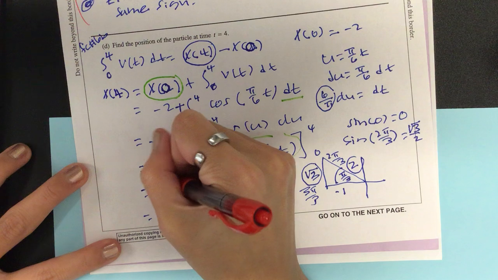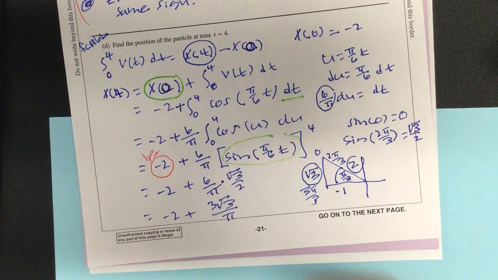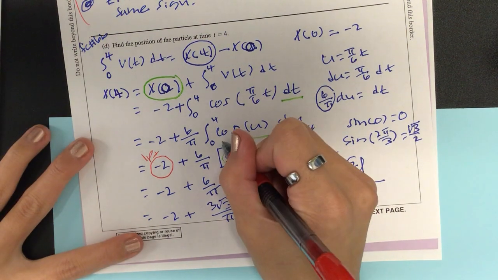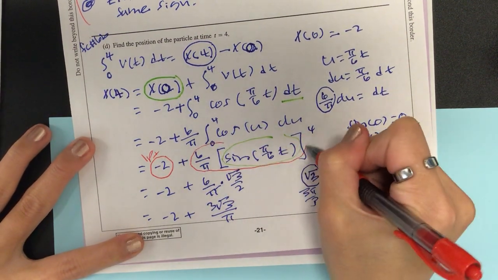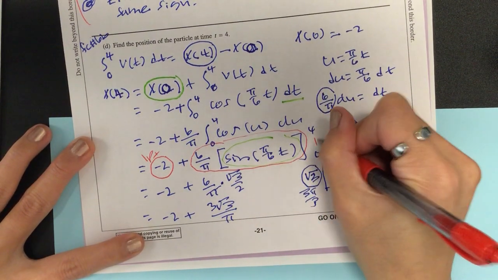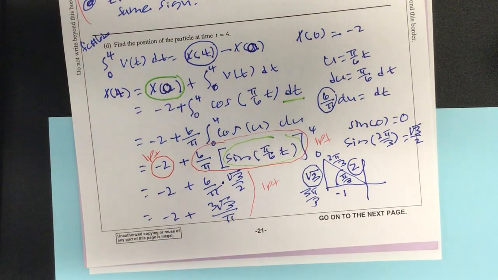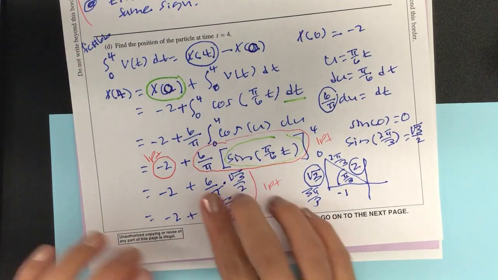Okay, having the initial value is 1 point. Isn't that a freebie right there? Initial value. Okay? And then integrating correctly, with the 6 over pi being brought out, is another point. And then our final answer is another point. Here's what I would do. And lastly, if you don't want to go on further, you can stop right here.